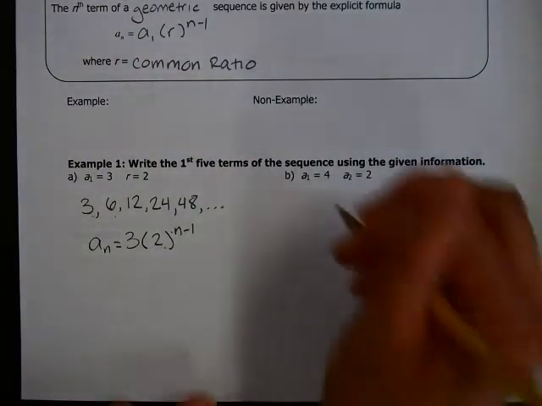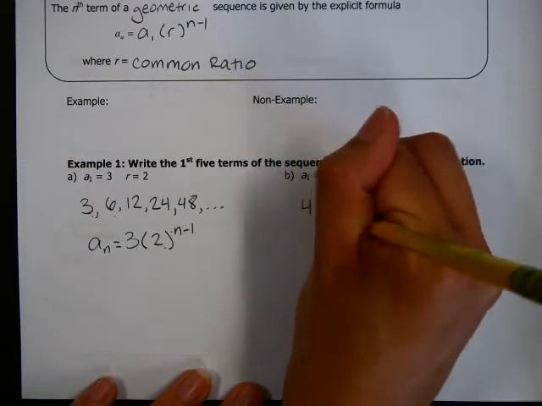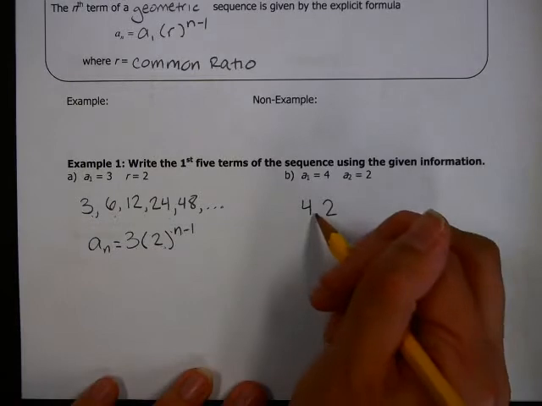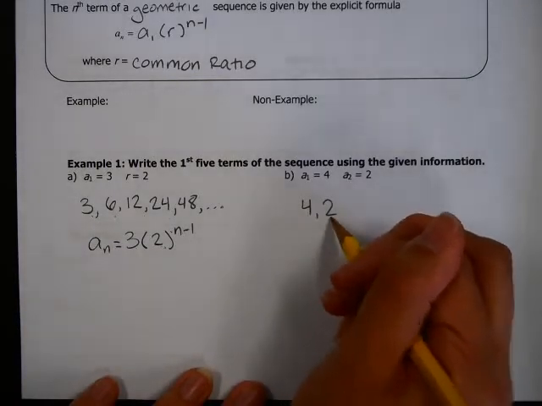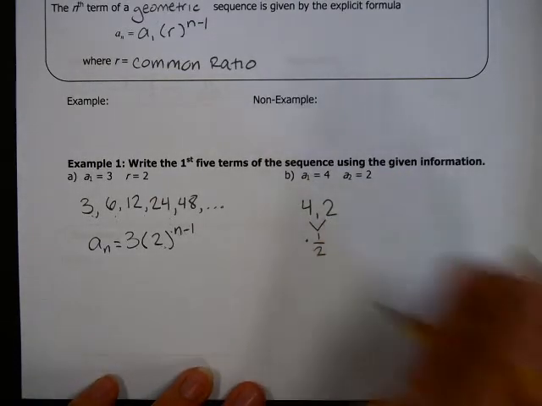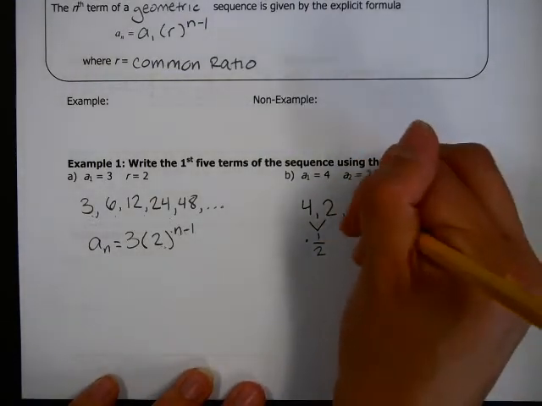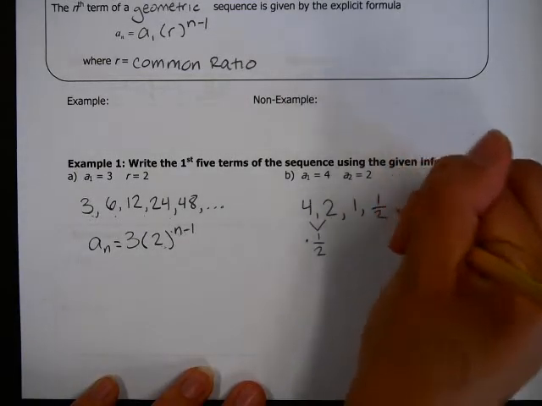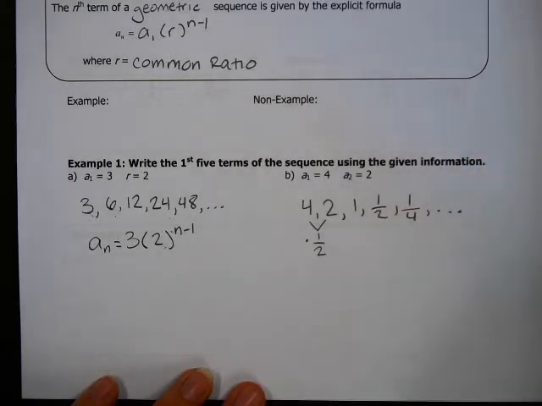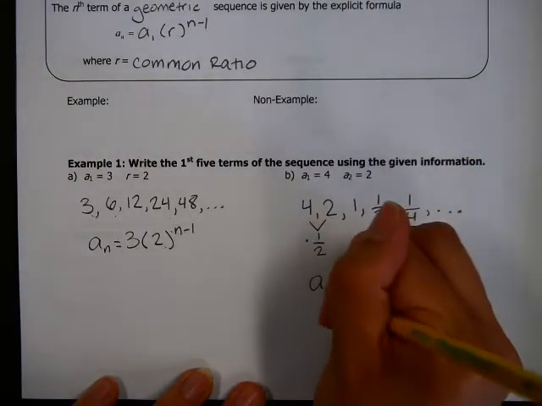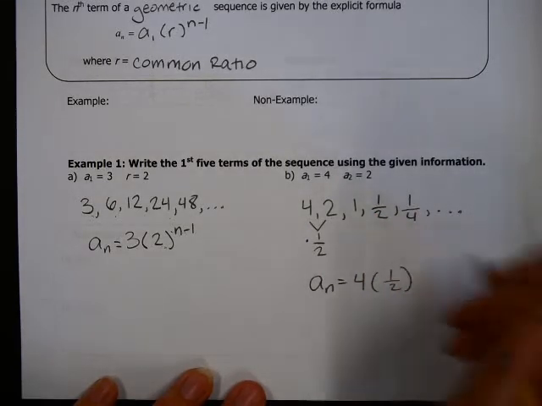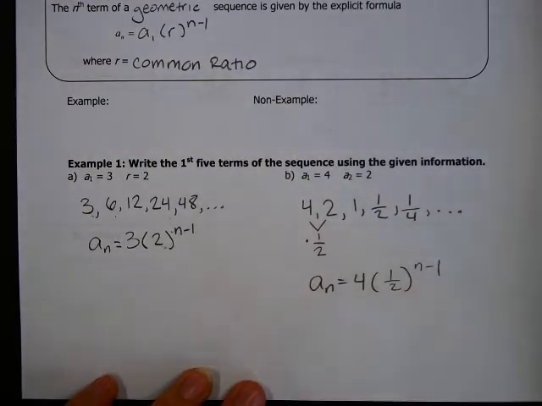Okay, for our next one, they give us the first 2 terms of the sequence this time. They're telling us it's a geometric sequence. So from 4 to 2, what would you have to multiply by? 1/2. Now we could finish. 2 times 1/2, 1 times 1/2, and 1/2 times 1/2. Gives us the first 5 terms. Our formula here, the first term is 4, the common ratio is 1/2, and our exponent is n minus 1.